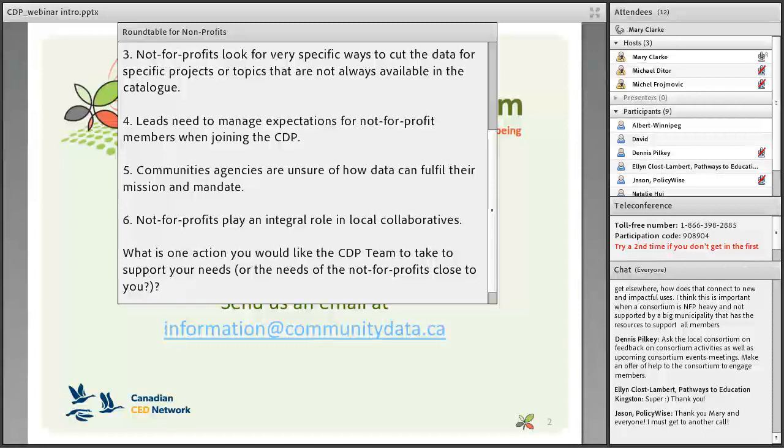All right, and we are going to finish up just with this final comment, which is that not-for-profits play an integral role in local collaboratives. I think a couple of you actually play the lead organization in your consortium, and that I think is different and allows for a little bit more collaboration than when it's housed within a larger city organization or region. And so I guess my question is, do you agree that we need not-for-profits in all the consortia, and they really do play an interesting role?